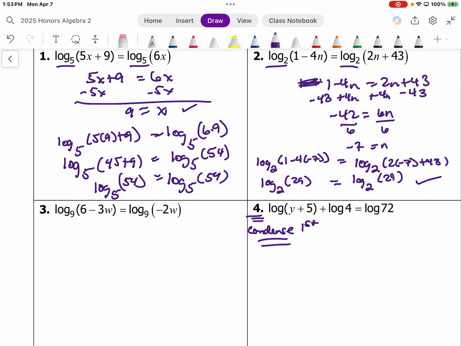And then number 3, same thing. I notice it's log base 9 of both sides, so I can go ahead and set the stuff equal. There was no condensing that needed to be done. So 6 minus 3w equals negative 2w. And then I'm going to add the 3 across.